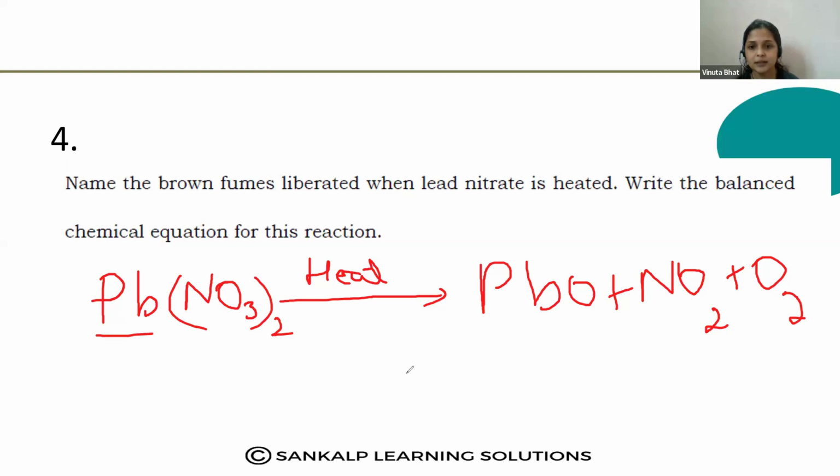So 5 is there, so I add 2 here, because 2 plus 2 plus 2. Here 6 oxygen, and here also 6 oxygen. But 2 Pb here, so again I have to add 2 Pb. Pb is balanced. Then again you have to balance NO2. Check whether NO2 is balanced. Is it balanced?